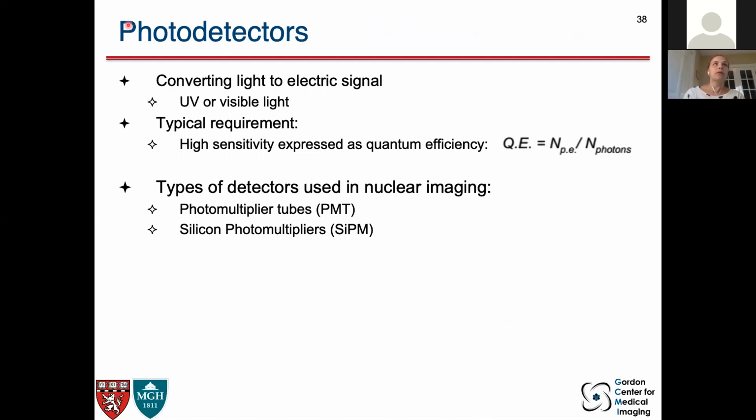So the second component in a scintillator detector is the photodetector, which is used to convert the light to an electrical signal. One important requirement is that you want high sensitivity, which we already talked about, is expressed as the quantum efficiency. This is the number of photoelectrons divided by the number of photons that hit the photodetector. And there are different types of photodetectors used in nuclear imaging. We have photomultiplier tubes, PMTs, and silicon photomultipliers, SiPMs. These are the two main types that are used.